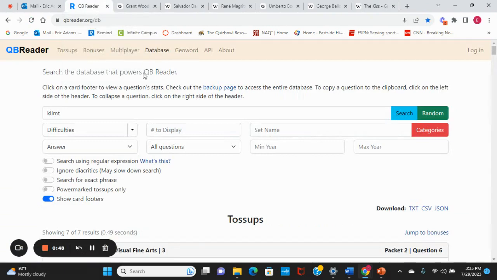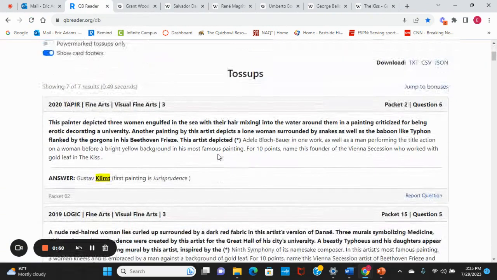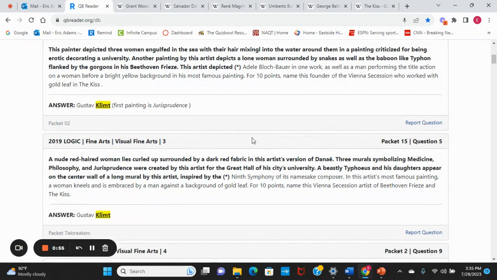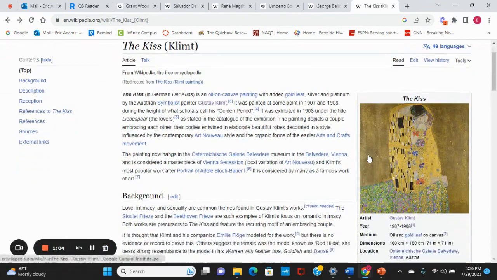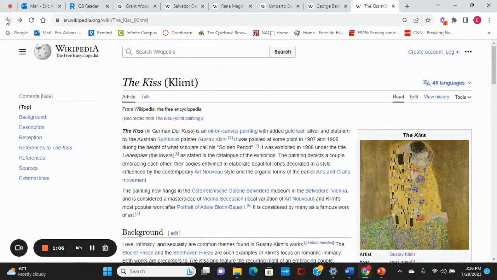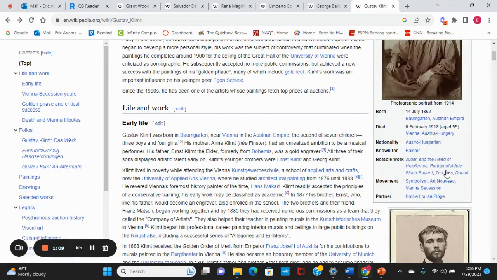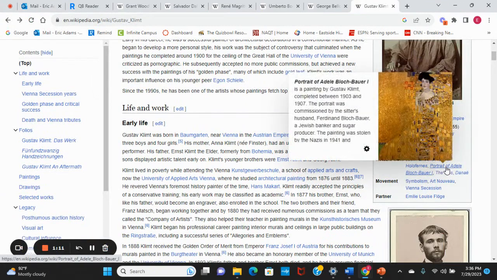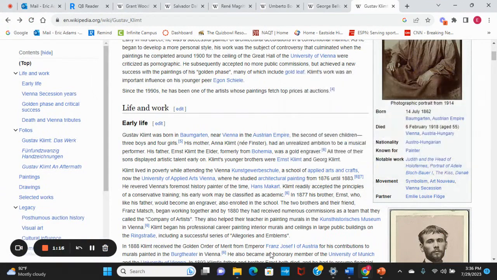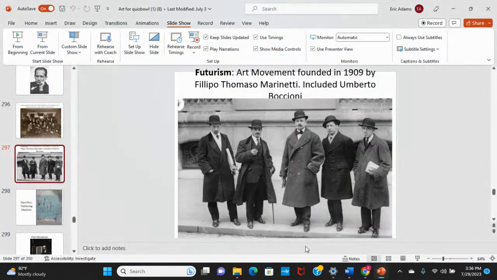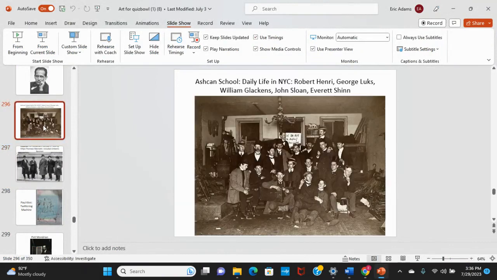If you put him into QB Reader, you can see, "Name this founder of the Vienna Secession, gold leaf, Kiss." So just something to make sure that it does not go dead. So there is his work. You can see the gold leaf that is there, and that is Gustav Klimt. His other works that you could note are Portrait of Adele Bloch-Bauer and Danae as well. But there it is. So let's go ahead and get started with the PowerPoint with the first one.